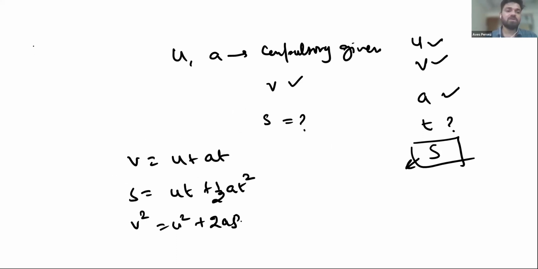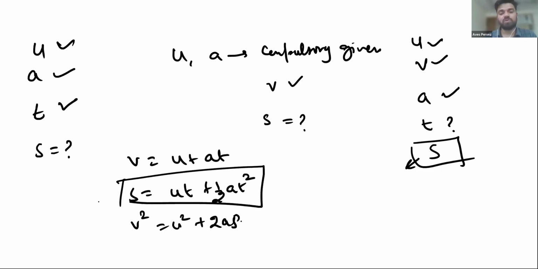Suppose V and A are compulsorily given, let's suppose T is also given, and S is asked. Now V is neither given nor asked to calculate. So we have to use the second equation, because in this equation V is not present. So yes, we have to use this equation.